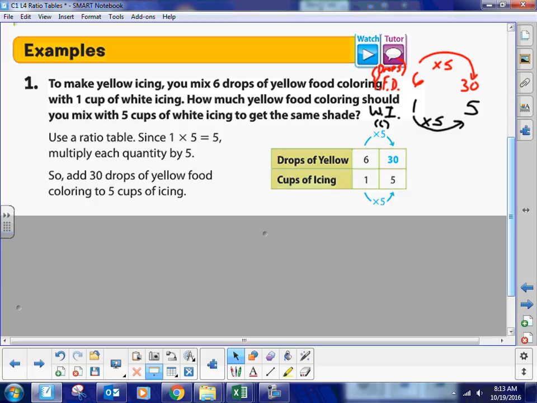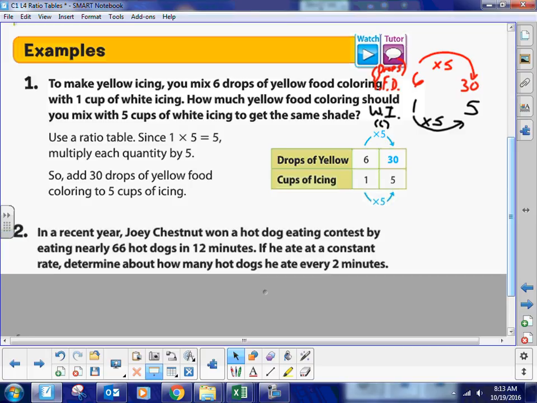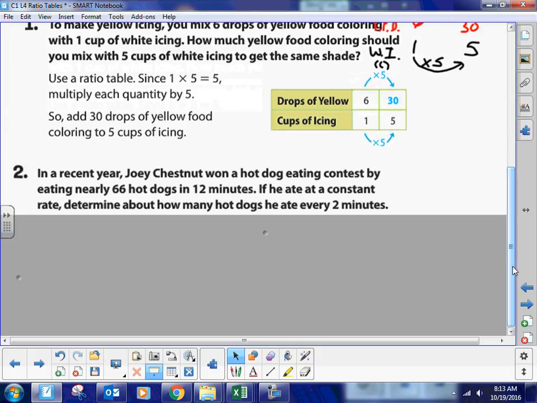Use the ratio table. Since 1 times 5 equals 5, multiply each quantity by 5. So add 30 drops of yellow food dye to 5 cups of icing. Okay? Now, the next one, they do a two-step process. I wouldn't do a two-step process. That's just making life more difficult for you. I would try to keep it in one-step processes. But if you don't understand it, that's fine. You can divide by whatever number to get it down small enough.